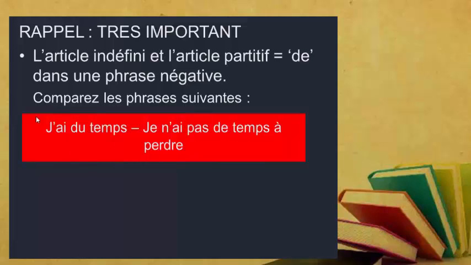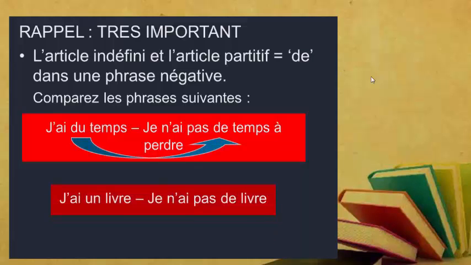When I'm saying j'ai du temps, I have some time. If you want to say I don't have any time to lose, je n'ai pas de temps à perdre. I don't have any time to lose. J'ai du here, you changed into de in the negative form. Another example, j'ai un livre. I have a book. Je n'ai pas de livre. Also, l'article indéfini, here, we change it into de à la forme négative. C'est clair?